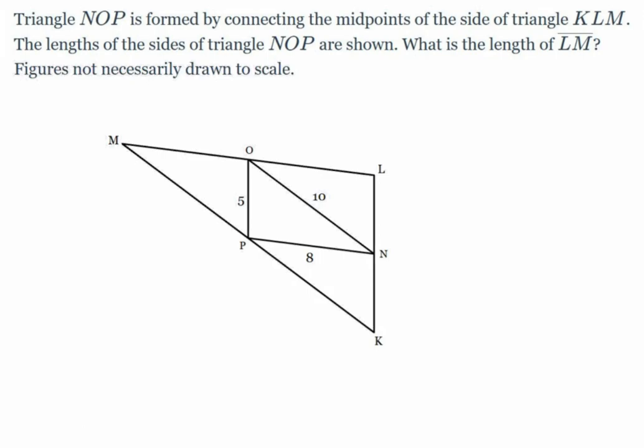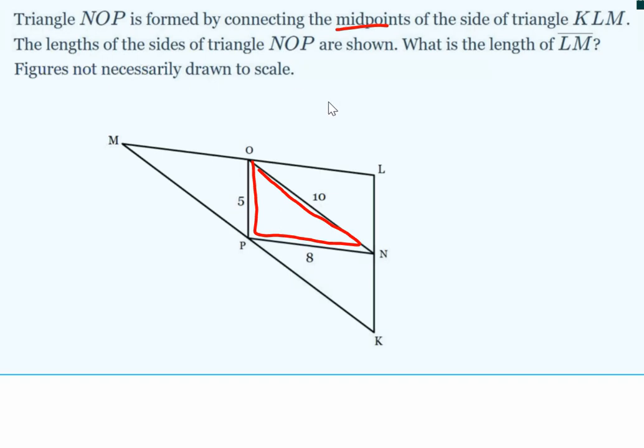Here's a problem that you might run into on Delta Math. Pause it and try it. Okay, so it says triangle NOP, which is this middle triangle, is formed by connecting midpoints, so that's going to be mid-segments. It wants to know what's the length of LM. So that's going to be this full side here.